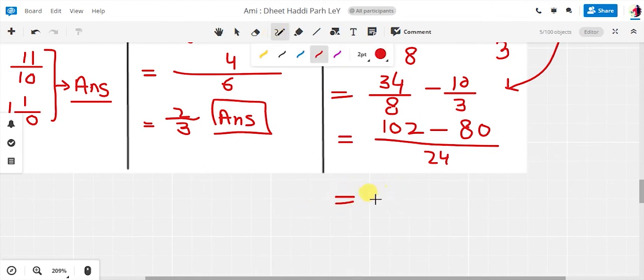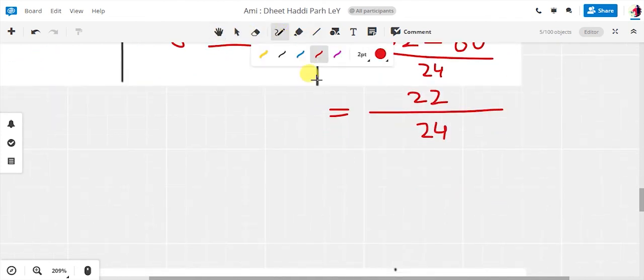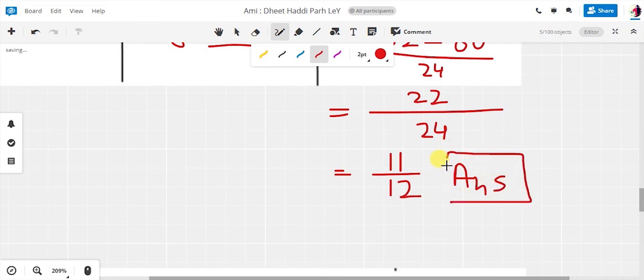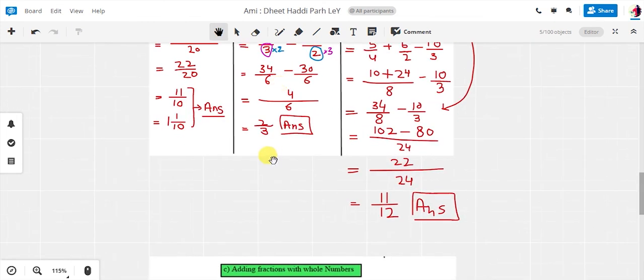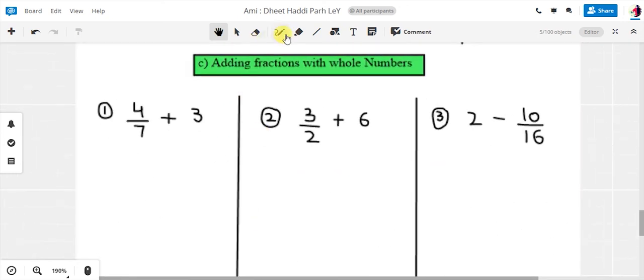Okay, now we have to solve further. Simply take away these numbers. 102 minus 80 is 22 over 24. Now we have to simplify these numbers. So this will become 11 times 2 is 22, and 12 times 2 is 24. So this is our final answer, right? I hope you have got the concept. Now you can solve how to add and subtract like fractions, as well as how to add and subtract unlike fractions. Okay, moving on to the next portion, which is adding fractions with whole numbers.